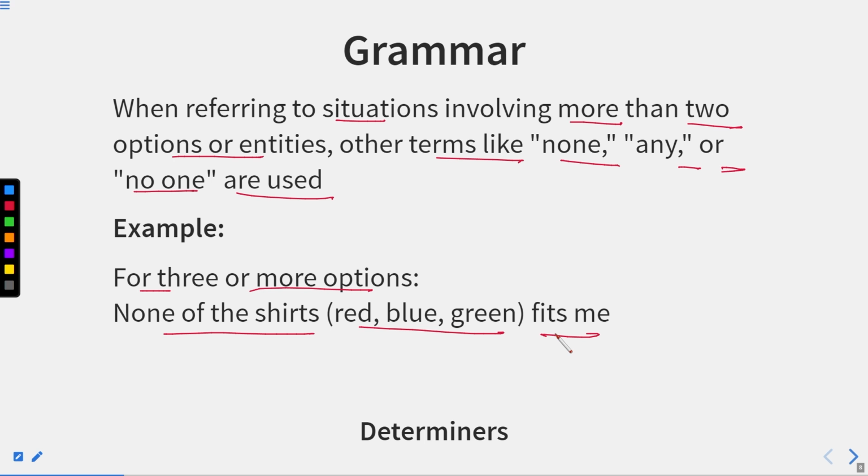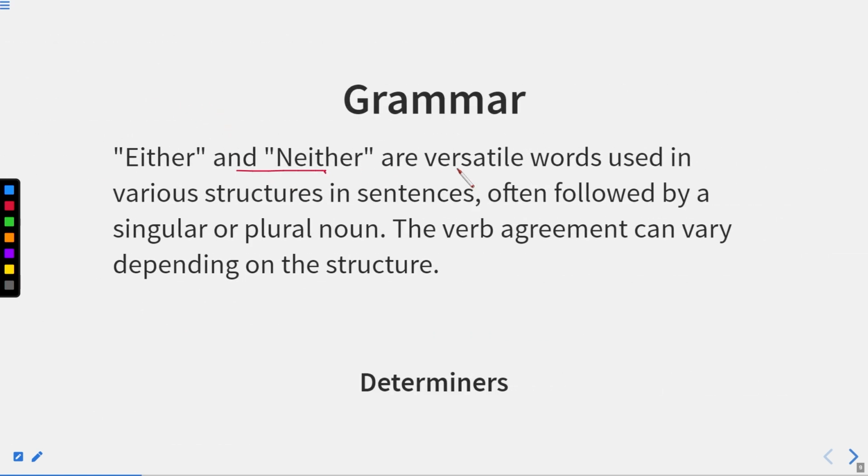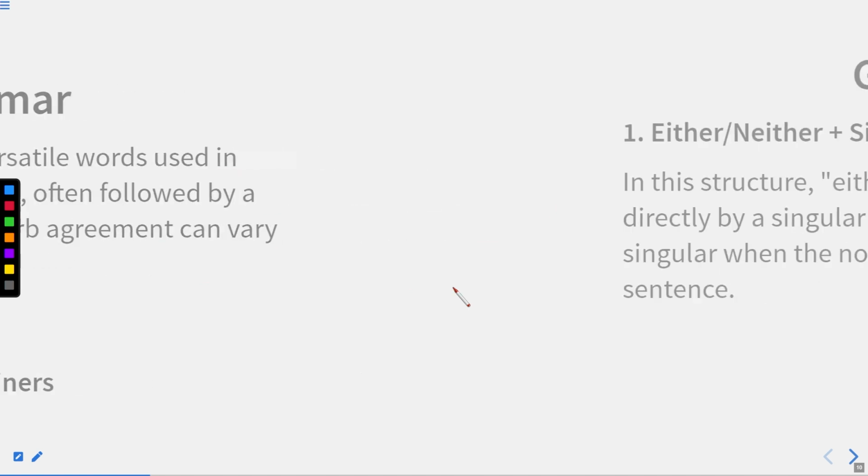Now there are different structures of sentences when we use either or neither. We are going to discuss each and every structure one by one in this session. Either and neither are versatile words used in various structures in sentences, often followed by a singular or plural noun according to the situation given. The verb agreement can vary depending on the structure. As I told you, the verb depends on the structure and the subject of the sentence, and the verb agreement differs in different structures. We are going to discuss each and every one here.